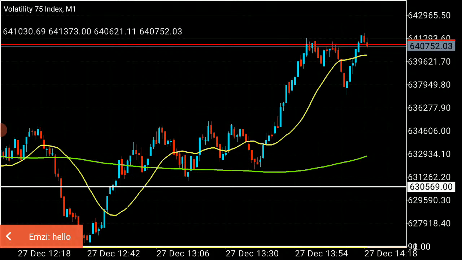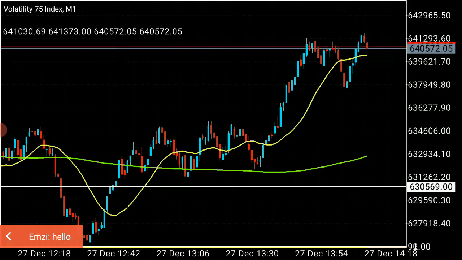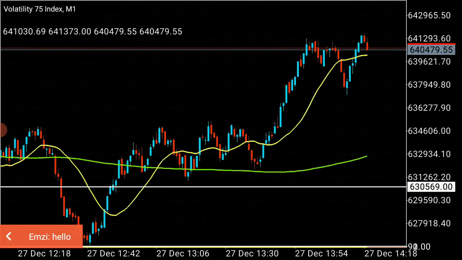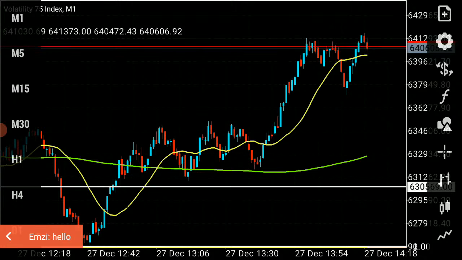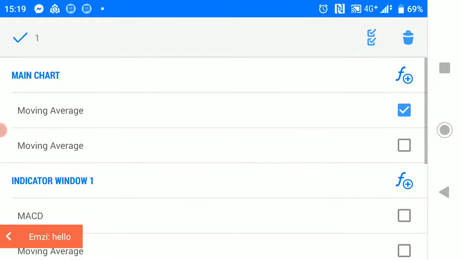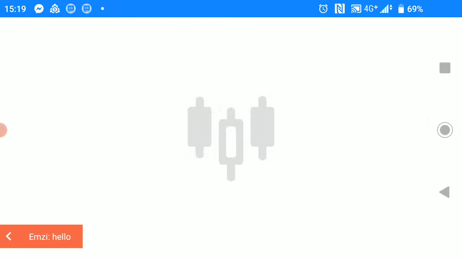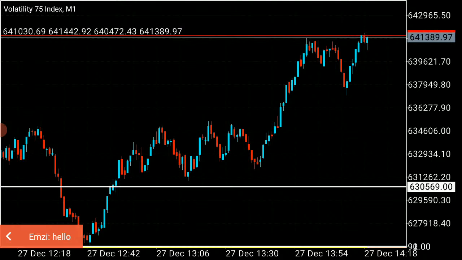Most times I do analyze my trade without any indicator. Alright, so I'll remove these two indicators for now. Okay, so we have a naked chart.